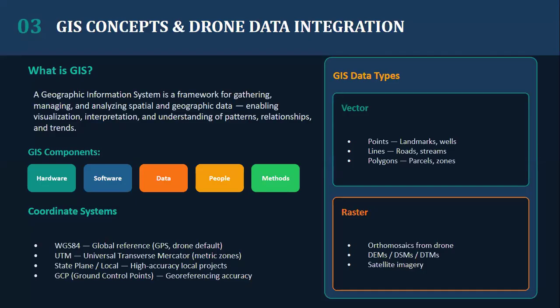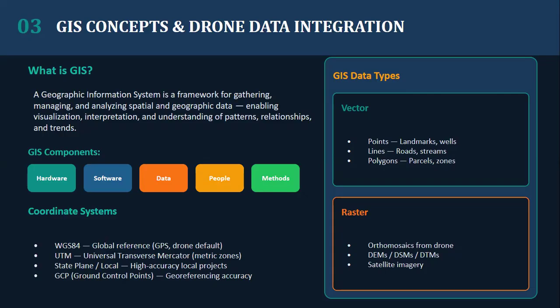Now let us move on to the fundamentals of geographic information system concepts and drone data integration. Geographic information systems are powerful tools for collecting, managing, and analyzing spatial data. A GIS environment comprises hardware, software, data, people, and different methods. Together, these components enable users to visualize and interpret geographic patterns and their relationships.